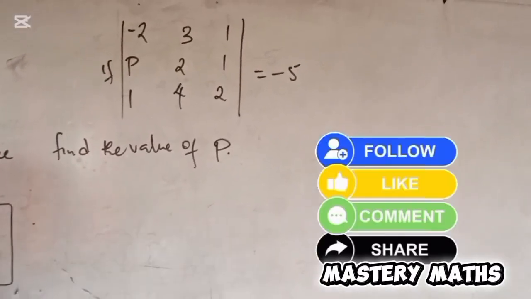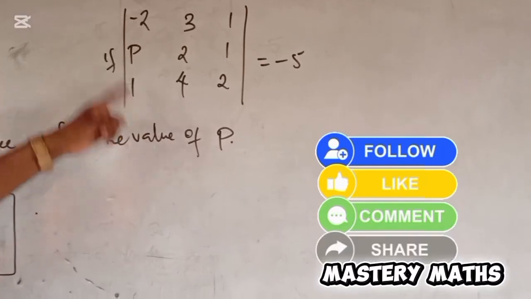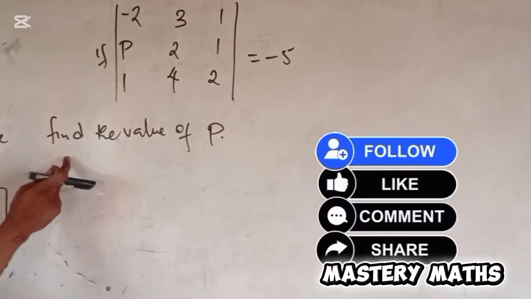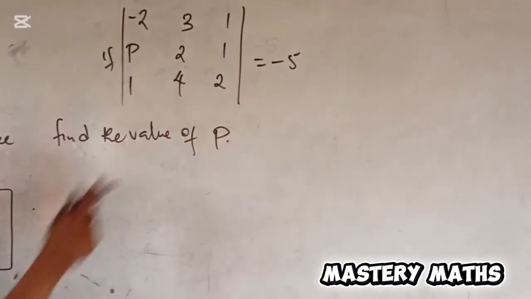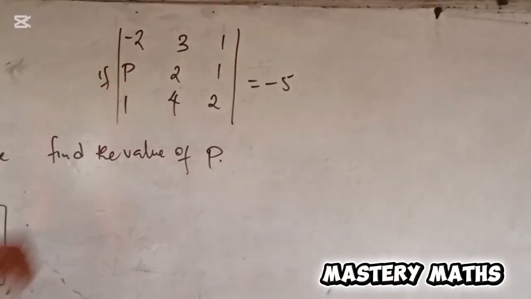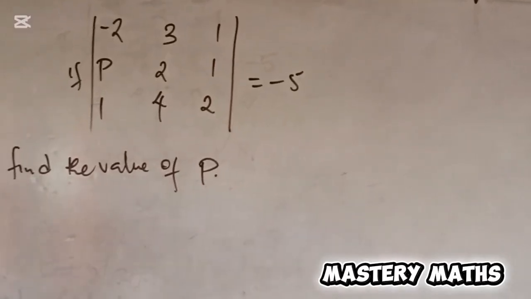Let's do this. Now, matrix on the board, 3 by 3 matrix on the board. Say find the value of P. If you watch, there is P in the 3 by 3 question. P. Find the value of P.